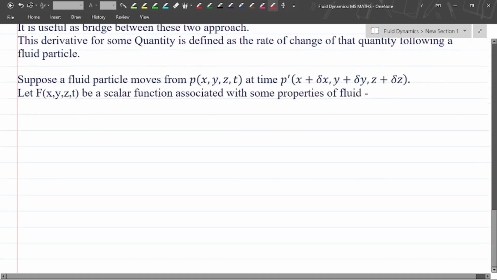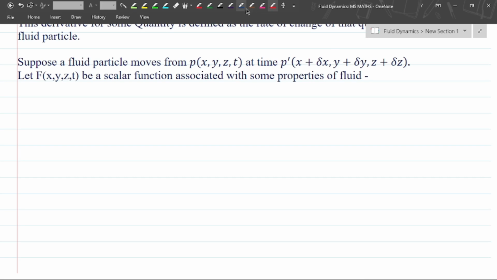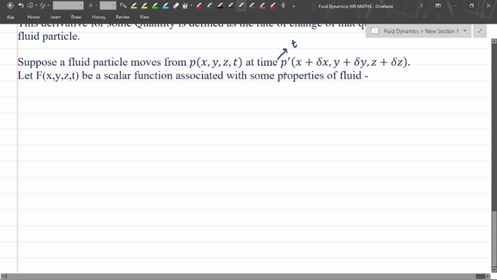Now, suppose a fluid particle moves from P(x, y, z, t), because it is in 3 dimensions and also a function of time, at time t, and after delta t time it is at P dash. So the coordinates are x plus delta x, y plus delta y, z plus delta z, and the time coordinate will be t plus delta t.